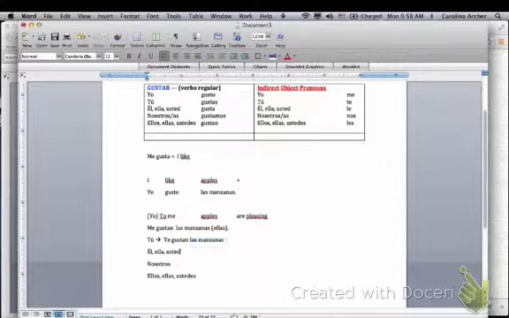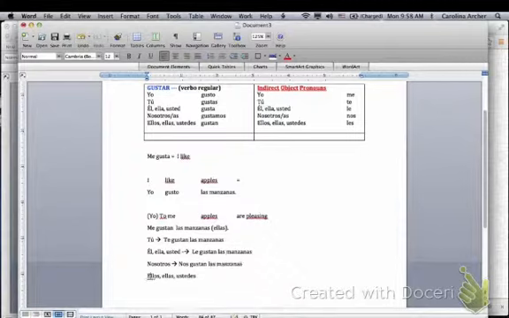Okay. And for él, ella, usted, what would be the pronoun? Le. But the verb remains the same. Le gustan las manzanas. We're still talking about apples. For nosotros, the pronoun is nos. So, nos gustan las manzanas.